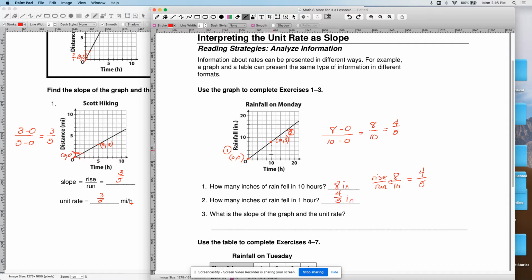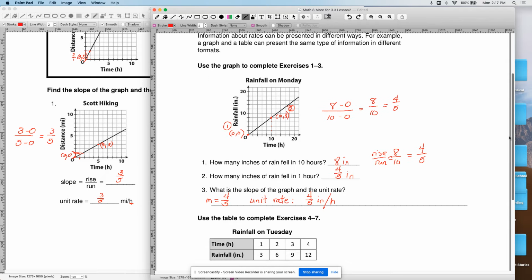And now they want to know, what is the slope of the graph? The slope of the graph is 4 over 5. And remember, slope is represented by the m. And the unit rate would be 4/5 of an inch every hour. So 4/5 of an inch per hour, that slash means per. So that was Monday, and that was just looking at the graph.